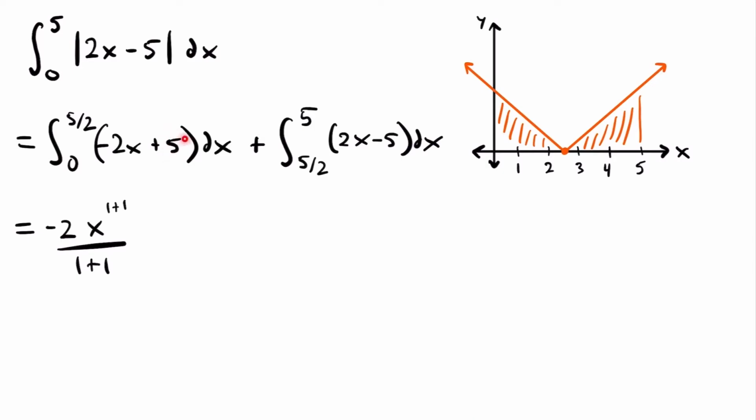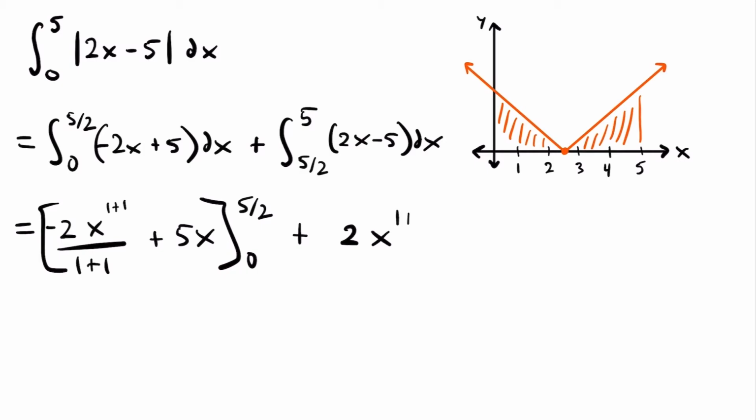Then we will integrate 5, and the integral of any constant like 5 will just be equal to that constant times x. So we'll have plus 5 times x, and all of that will be evaluated from 0 to 5 halves. Then we will add that to the integral of 2x, which, similar to negative 2x, we will add 1 to the exponent of x and then divide by that new exponent. So we will have 2 times x to the power of 1 plus 1 divided by 1 plus 1. And then we will add that to the integral of negative 5, which, once again, the integral of any constant is just that constant multiplied by x.